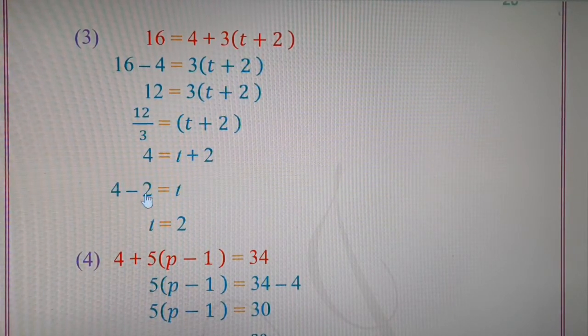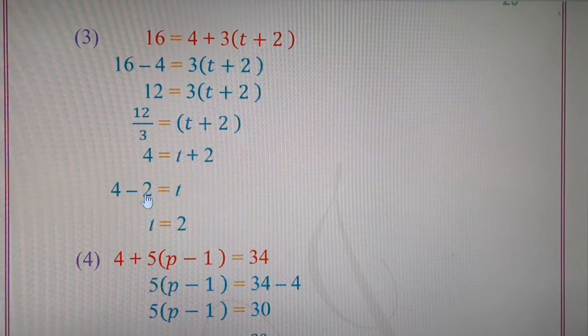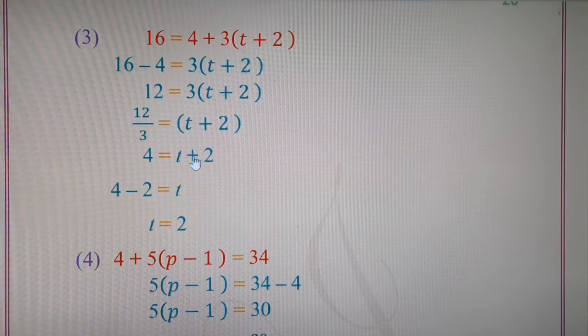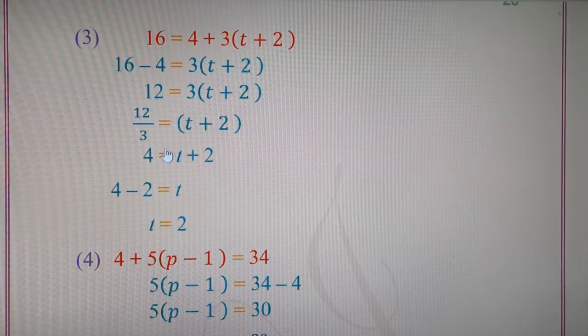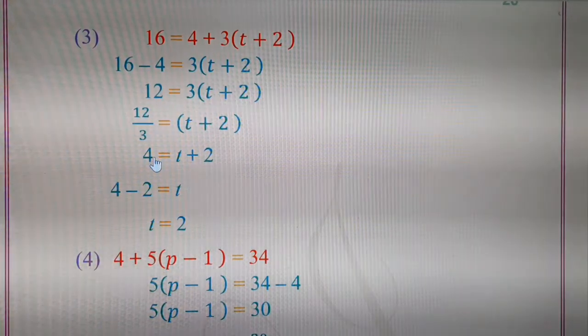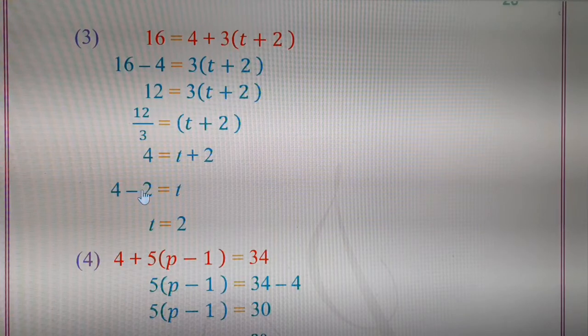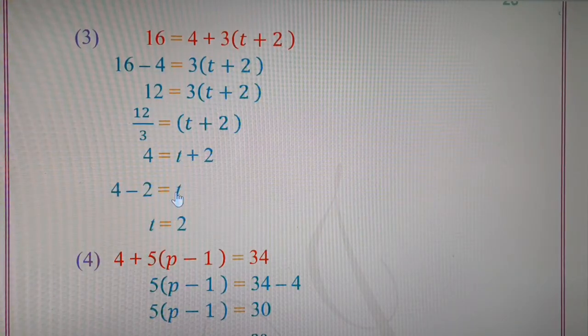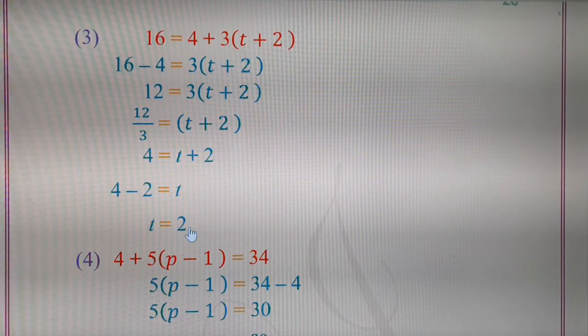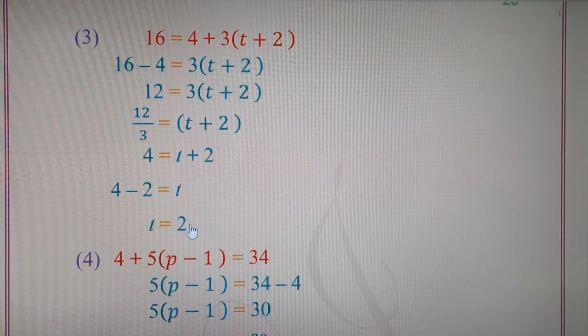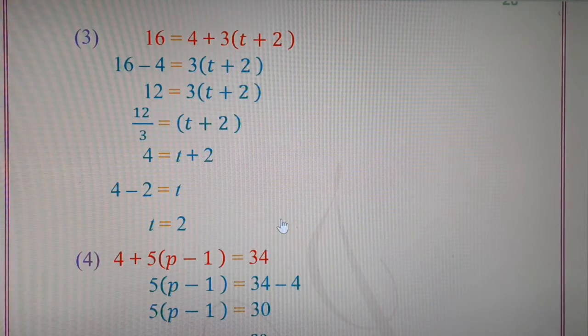It will become minus 2 because we are using the opposite rule, that is the transpose rule. Opposite of addition is subtraction. So plus 2 will go this side on the left hand side. It will become 4 minus 2, and t will copy as it is in the right hand side. And this we solve further. 4 minus 2, our answer is 2. Hence t = 2 is our final answer, or we can say t = 2 is the solution of the given equation.